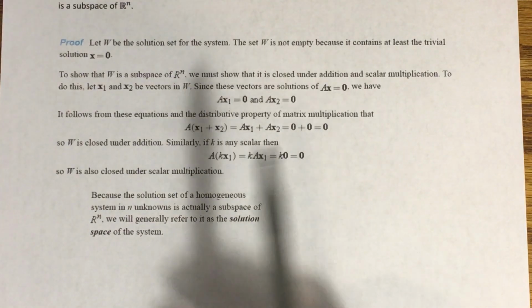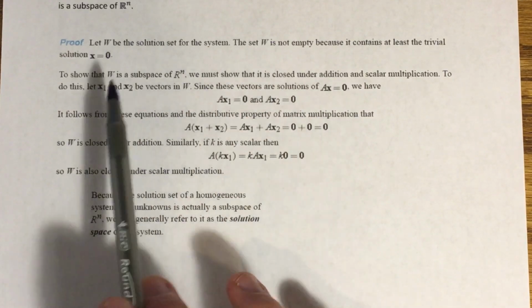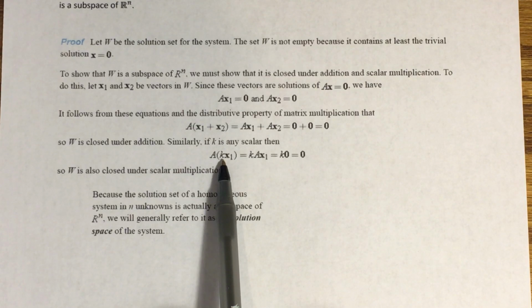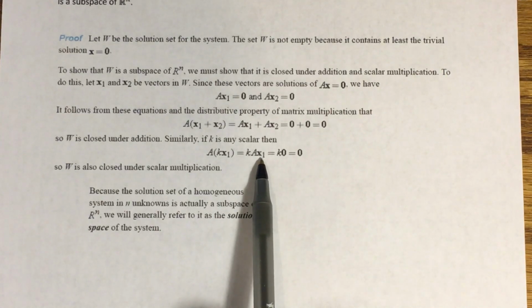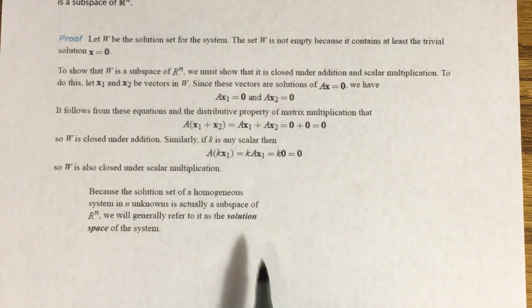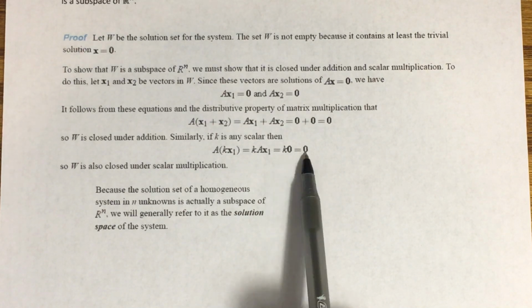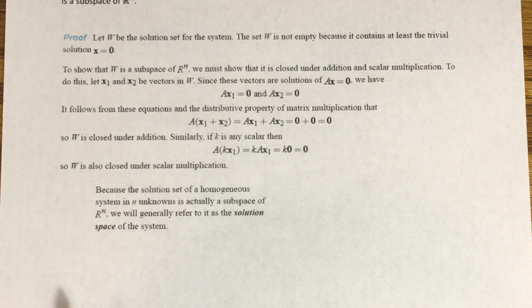Scalar multiplication is similar. If I multiply any solution, let's say x1, by a scalar k, where k can be any scalar, by our homogeneity property, I can take the k out and do k times Ax1. But Ax1, we know, is equal to 0 because x1 is a solution to that system. And k times the 0 vector, regardless of what k is, will always be the 0 vector. We've proven that that would be the case. So we also have closure under scalar multiplication.